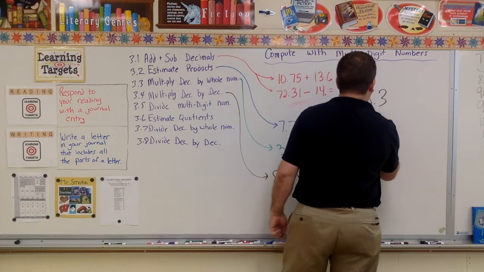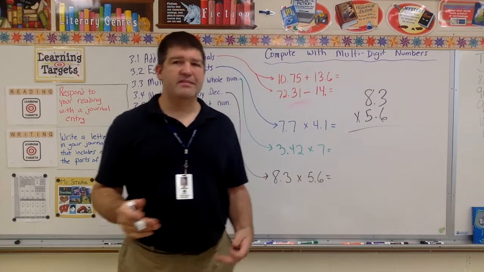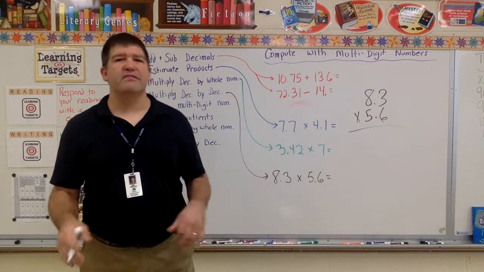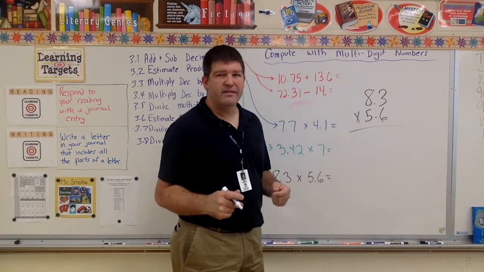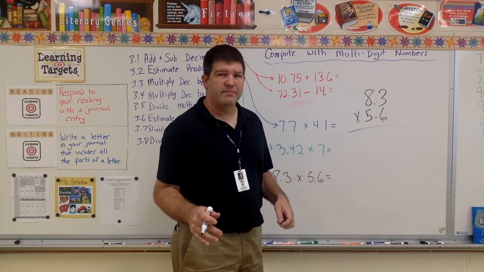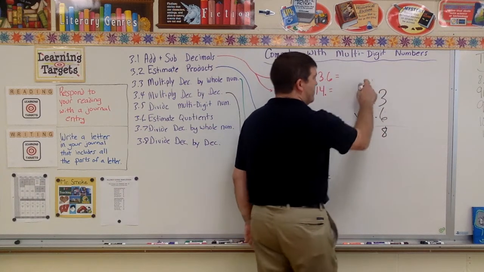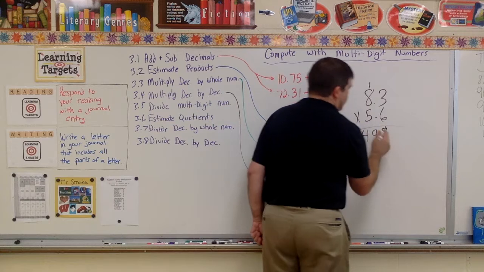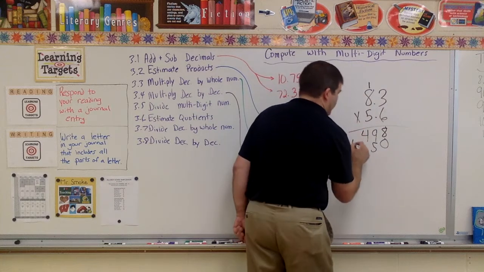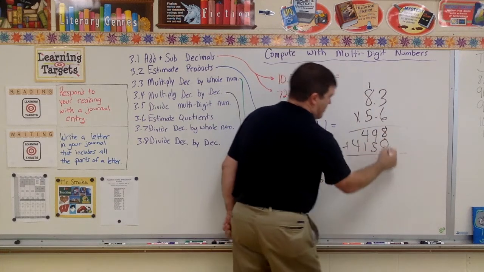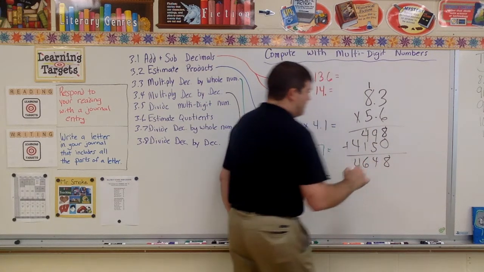8.3 times 5.6 happens to just line up decimals, but with multiplication it doesn't matter if they're lined up. You just want to multiply it. Pretend they're whole numbers. Don't worry about lining up decimals. Okay, 6 times 3 is 18. 6 times 8 is 48, plus 1 is 49. Add my 0. 5 times 3 is 15. 5 times 8 is 40, plus 1 is 41. Okay, I'm going to add these up. That's 8, 14, that's 6, and that's 4.